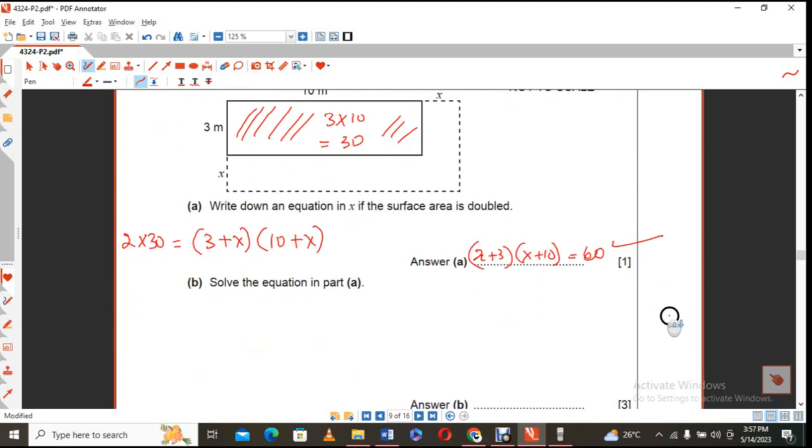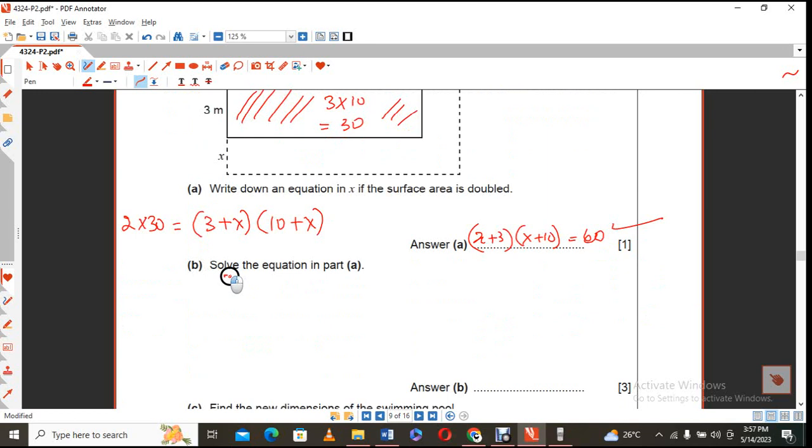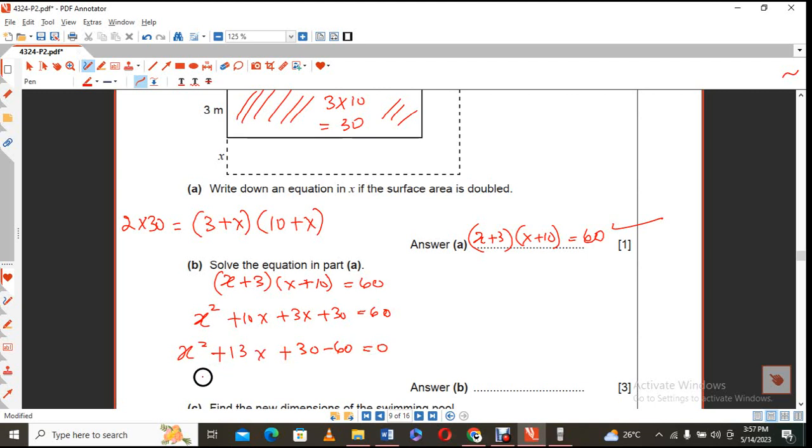And now solve the equation. Of course, if you solve the equation, x plus 3 times x plus 10 equals 60, you go ahead and multiply out: x squared plus 10x plus 3x plus 30 equals 60. That is, if you multiply that binomial, you have x squared plus 13x, and then you have 30 here minus 60 equals 0. So x squared plus 13x minus 30 equals 0.